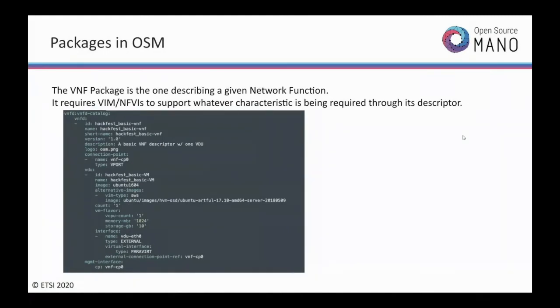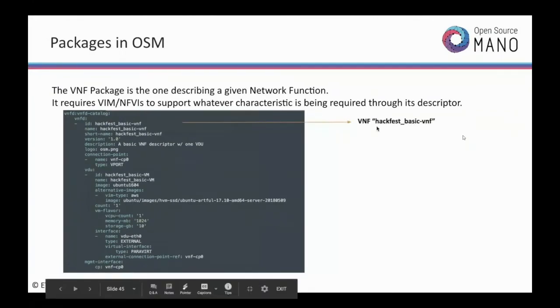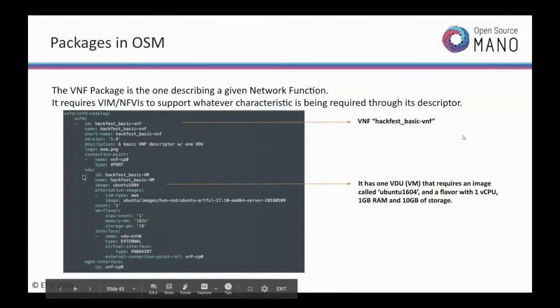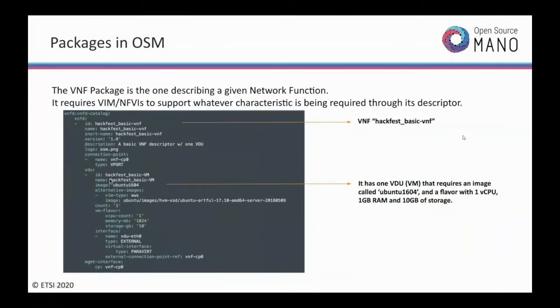might look like this. This is again a basic example that says this is the VNF called Hackfest Basic VNF. This is the one that the network service is looking for. It has one VDU. How can I tell it has one VDU? Because under VDU it just has one dash, that is one element of a list, so just one VDU. That requires an image called Ubuntu 1604, and a flavor with one CPU, 1 gig of memory, and 10 gigs of storage.